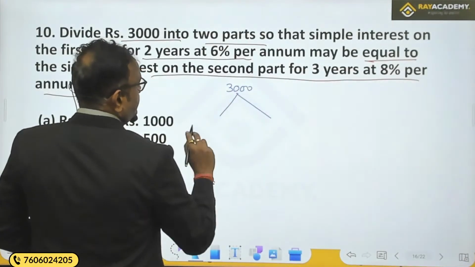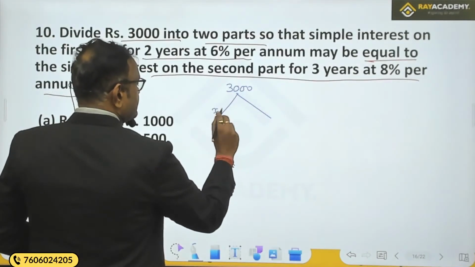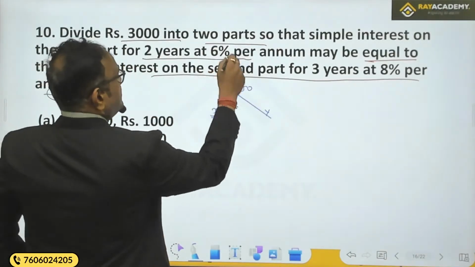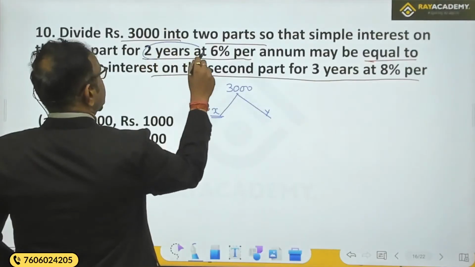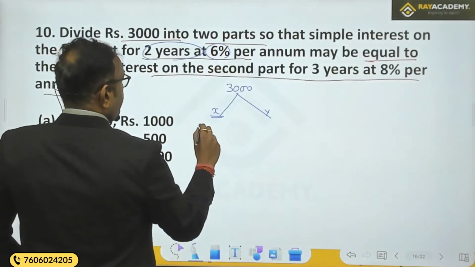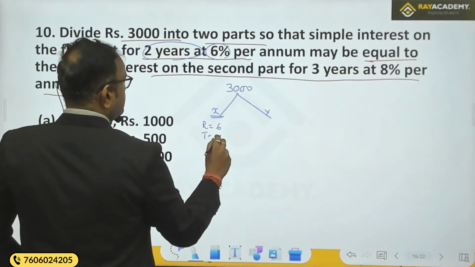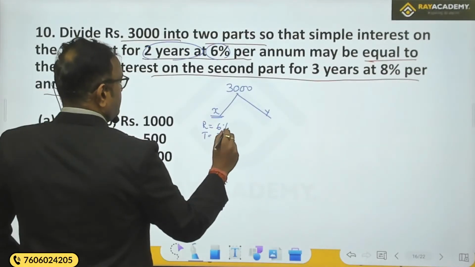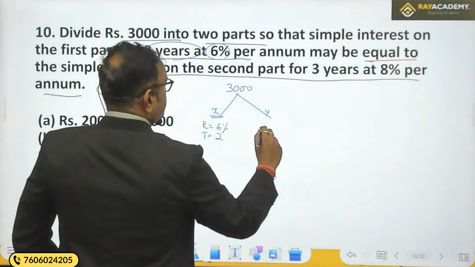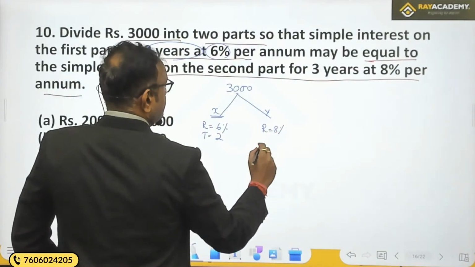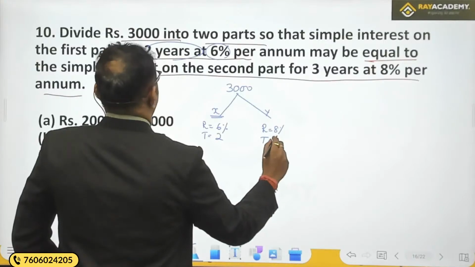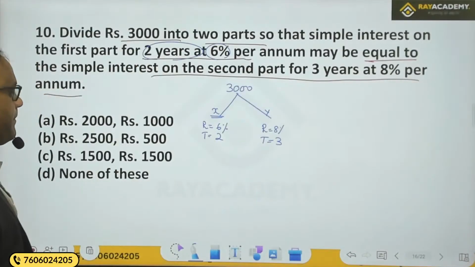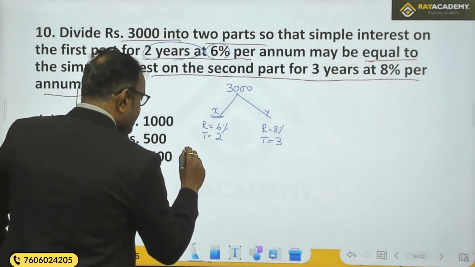Let's say the first part is X and the second part is Y. The first part is invested at 6% per annum for 2 years, so R is 6 and T is 2. For the second part, R is 8% and the time period is 3 years. Both parts give the same simple interest.